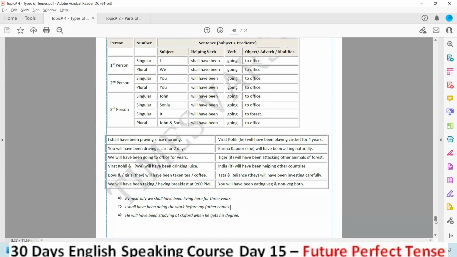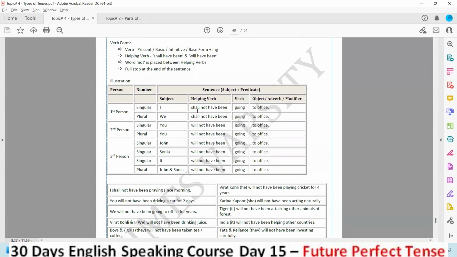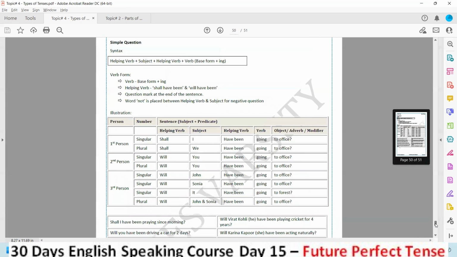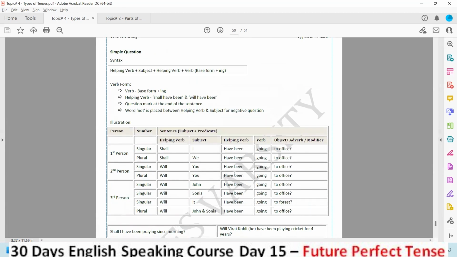Okay. And similarly, when we are making a negative sentence, what we need to add? We just need to add not between the first helping verb and the second helping verb. Like, I shall not have been going to office. We shall not have been going to office. You will not have been going to office, like this. This is for negative. And when it comes to simple questions, since 3 helping verbs are used, only the first helping verb goes before the subject, and after the subject come the remaining 2 helping verbs, the ing form of the verb, and the rest of the sentence.